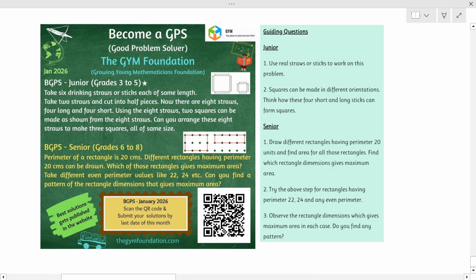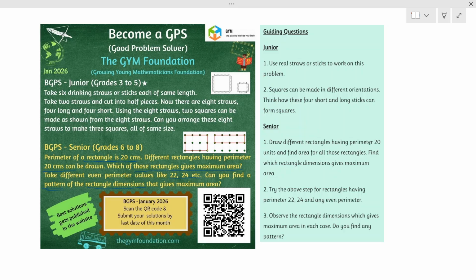First, let's read it and then underline the important key terms. In this problem, it's mentioned the perimeter of a rectangle is 20 centimeters, and different rectangles having perimeter 20 centimeters can be drawn. Which of these rectangles gives maximum area? And take different even perimeter values like 22, 24, etc. Can you find a pattern of the rectangle dimensions that gives maximum area? This is the question being asked, and let's see what the guiding questions are.